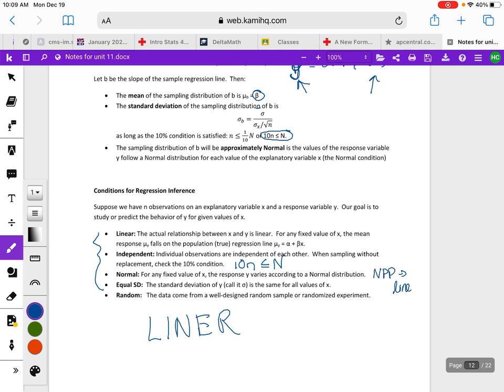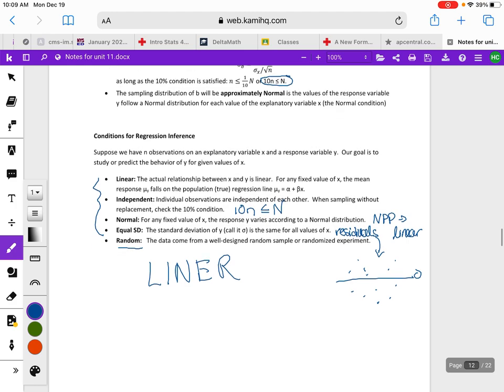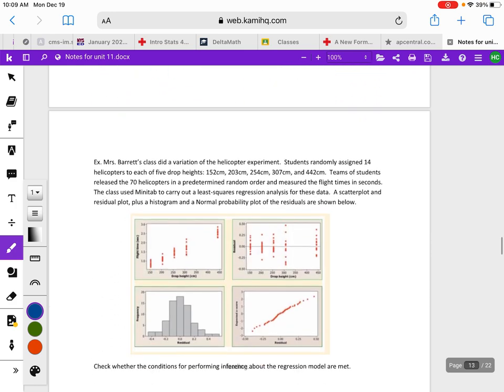Equal standard deviation comes from your residuals. When you look at your residual plot, you want to have 0 right in the center, and then you want dots that are kind of equally distributed. You don't want them all on the top half of the graph or the bottom half of the graph. And then obviously there's random, and we know why that's important. Or if we don't, remember random sampling means you can apply your results to the population. Random assignment means you can establish cause and effect.